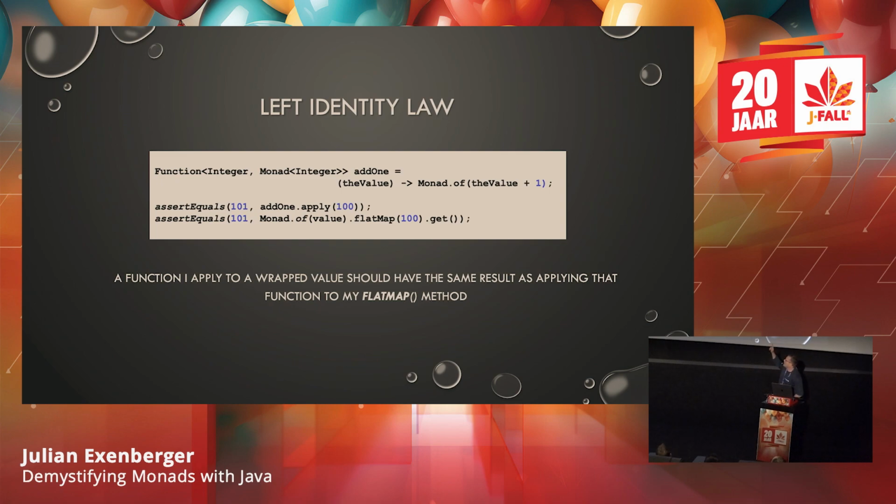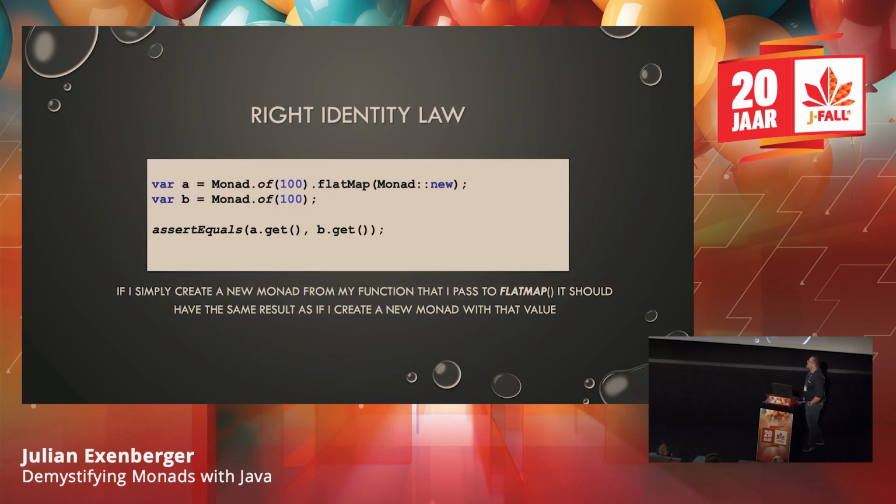And I call that function without pushing it through a monad. It gives me 101. And in the second assert equals, I create the monad with a value, call flat map. Oh, there's a mistake in there. But anyway, that should be add1 and then returns the value, and that will be the same.